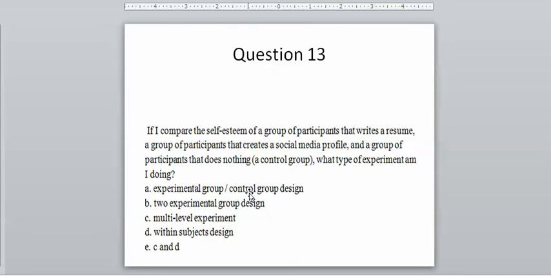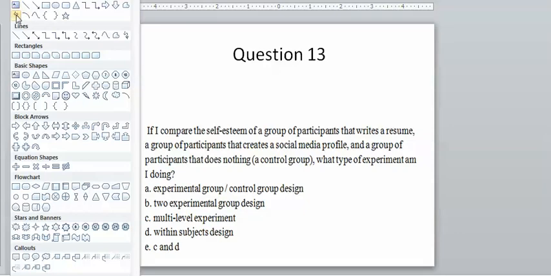Even though I have a control group, it's not an experimental group control group design because an experimental group control group design has two groups only. It has just one experimental group and one control group. So that's not what we're doing here. It's also not a within subjects design because I said that we have three separate groups of people. If it was a within subjects design, one group of people would be going through all three conditions, and that's not what we have. We have a between subjects design. So it's not C and D. It's just C.